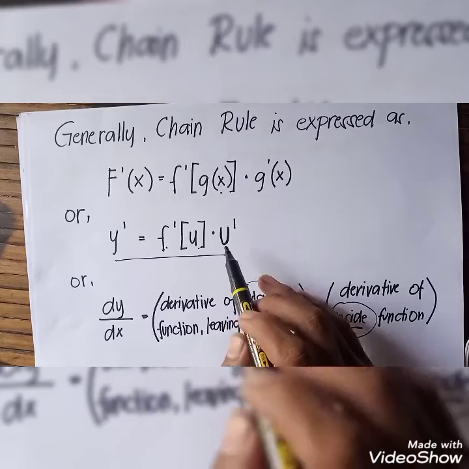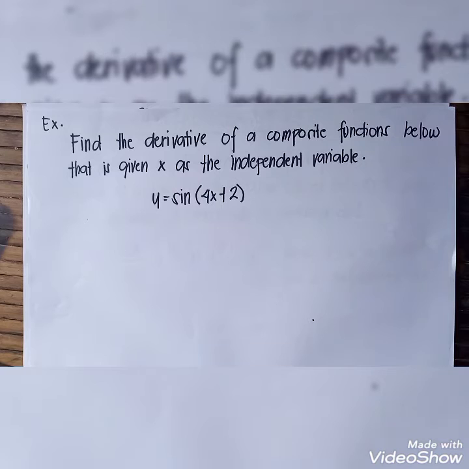So we have here an example of the chain rule, which is: find the derivative of the composite function below, given x as the independent variable. We have the function y is equal to sine of 4x plus 2. This function is a trigonometric function because it involves sine. But it is just an illustration of how to solve this simply using the chain rule.